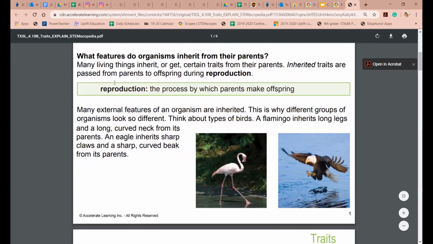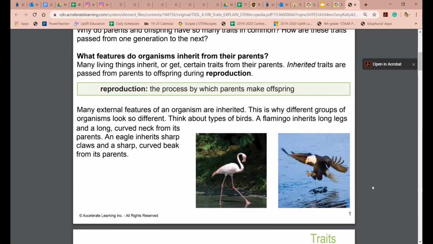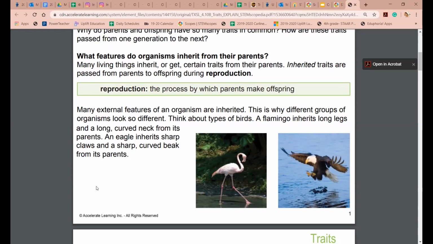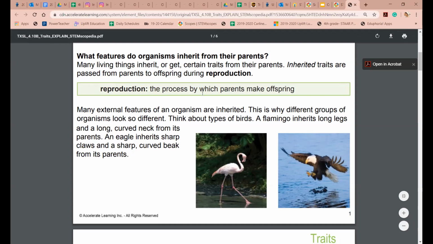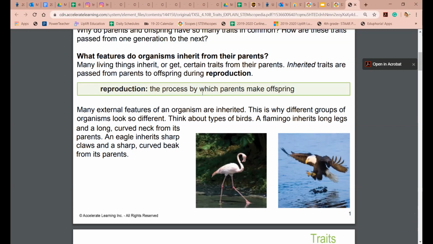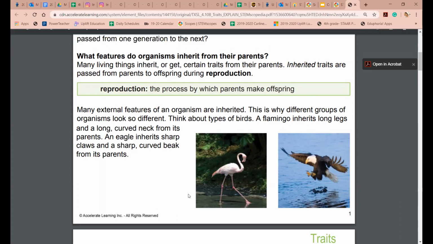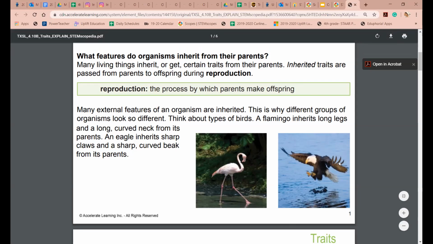Okay, so quick review on inherited traits. Inherited traits are passed from parents to offspring during reproduction. So many of your external features are inherited, animals as well. So for example, this is why different groups of organisms look so different. A flamingo inherits long legs and a long curved neck from its parents. An eagle inherits sharp claws and a sharp curved beak from its parents. You inherited a lot of traits from your parents as well, okay? So those are some external examples on the outside.